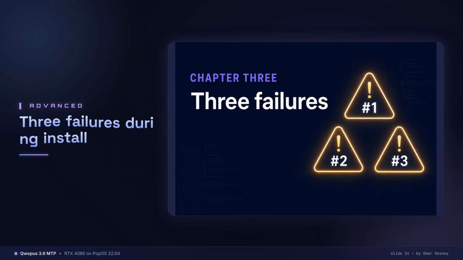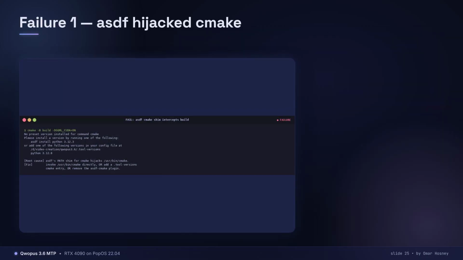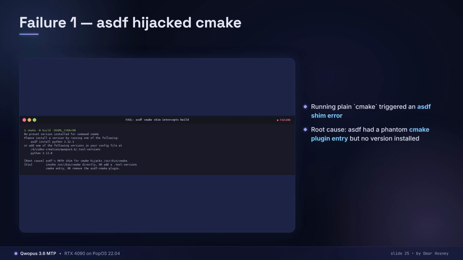Here are the 3 speed bumps I hit on the way, and exactly how I got past each one. If you're following along at home, this is the part that will save you the most time. First failure. The moment I typed plain cmake, asdf jumped in with an error saying no preset version of cmake was installed. The root cause is that asdf had a leftover phantom entry for a cmake plugin, but no actual version pinned. The fastest fix is to bypass asdf entirely by calling the system binary /usr/bin/cmake. A cleaner alternative is to add a line saying cmake system to your .tool-versions file.